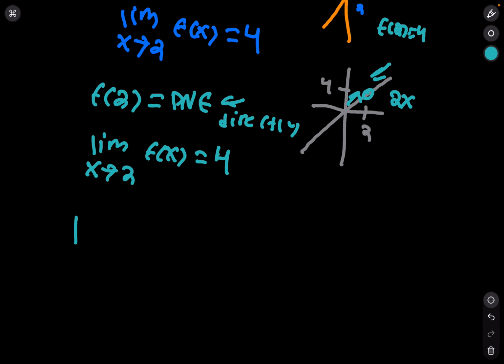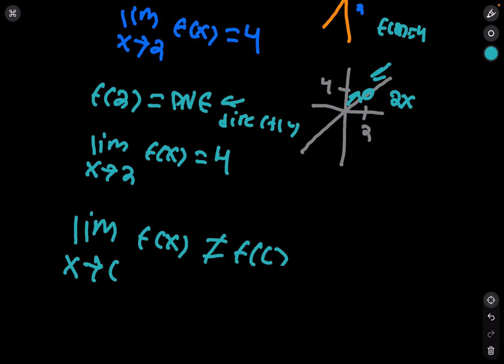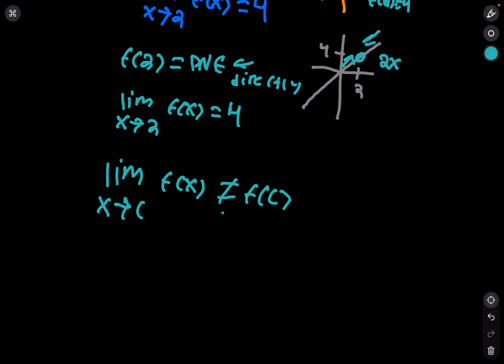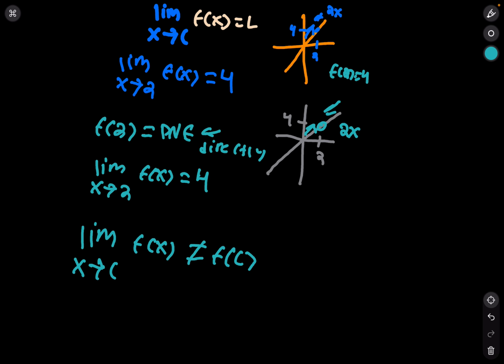So therefore, we can write this down. As the limit as x approaches c of f of x, it is not necessarily equal to f of c, whatever number that might be. Make sense? Let's go.